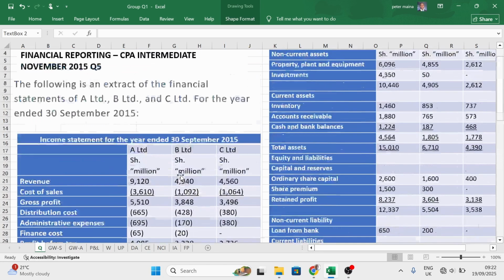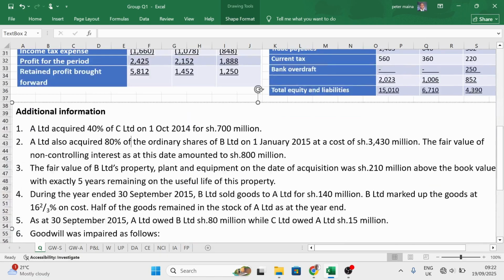In the question, you are provided with the date of acquisition of the subsidiary. We are going to start with the subsidiary. According to the second point, you can see that the date of acquisition was 1st January 2015. That is when A Limited acquired B Limited. So we want to know whether the acquisition was done in between the current financial year. So when does the financial year begin and end?